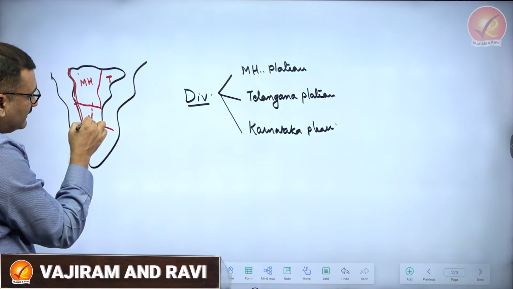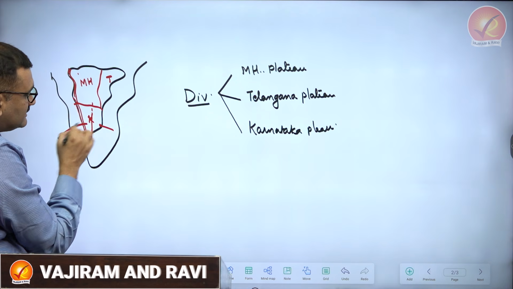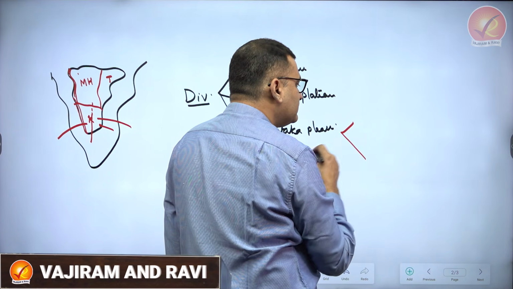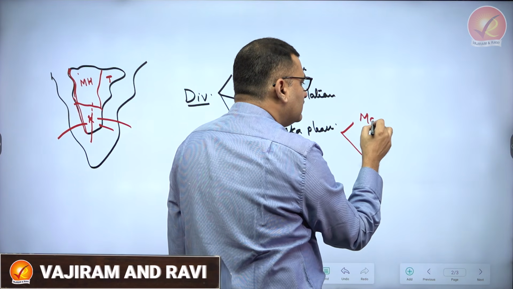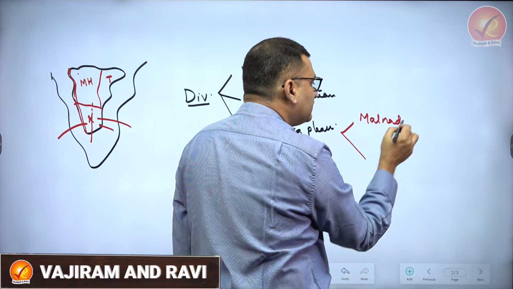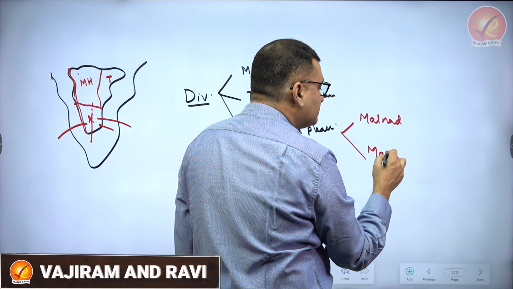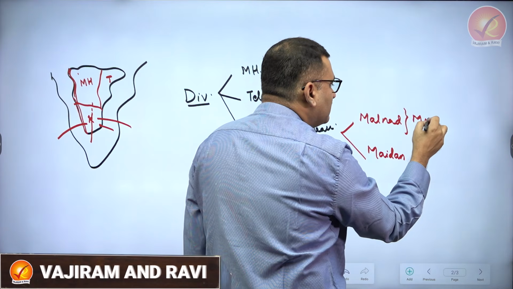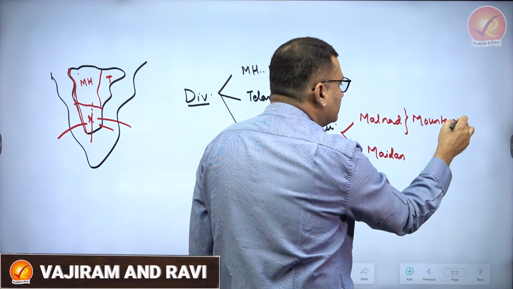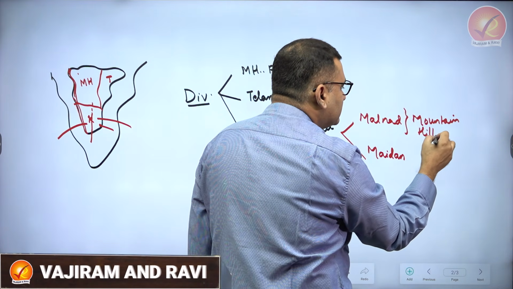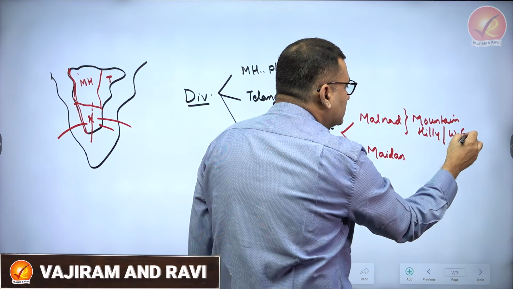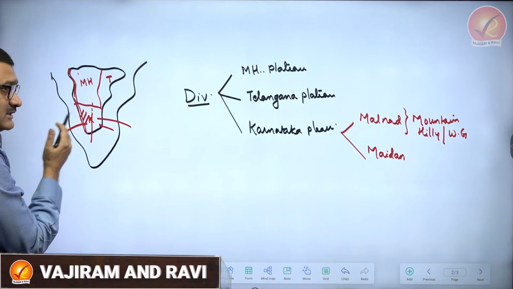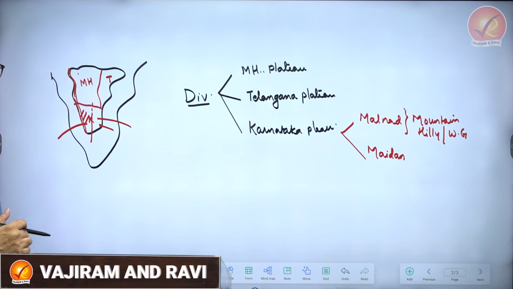Here we can divide Karnataka into two parts, the western and eastern. So two divisions of Karnataka Plateau is, one is Malnad. This is Malnad segment of Karnataka, and then it is Maidan. So what is Malnad? Malnad is the mountainous region, or you can write it as hilly region, which is attached to Western Ghat. Meaning this western segment which is attached to Western Ghat, that will be known as Malnad segment.